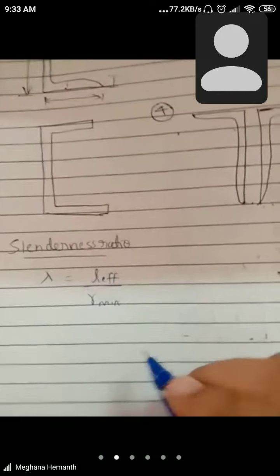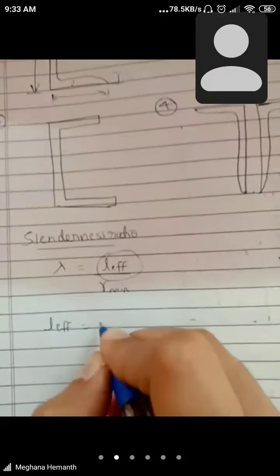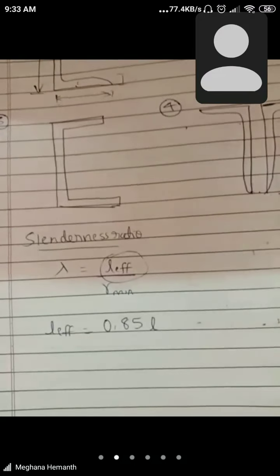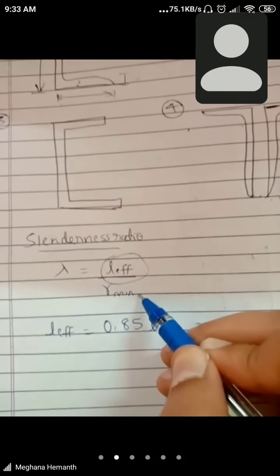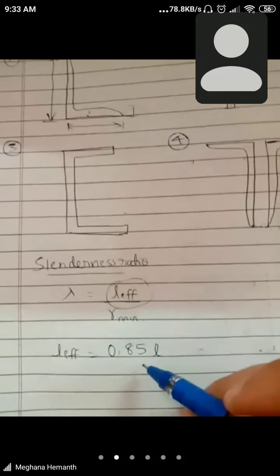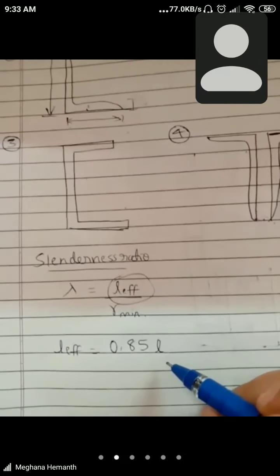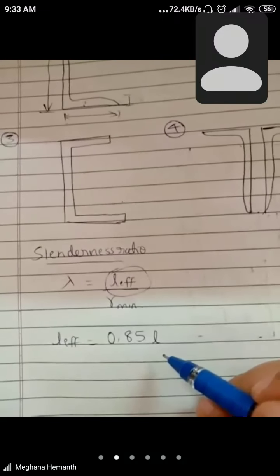Then we take L effective, be it any type of section here. In the design of tension members, we consider L effective to be equal to 0.85 times your original length. Be it any type of section out of these four, we consider the effective length to be 0.85 times the original length, or in other words, 85% of the length of your tension member is effective in taking up your load. That is the meaning of it.